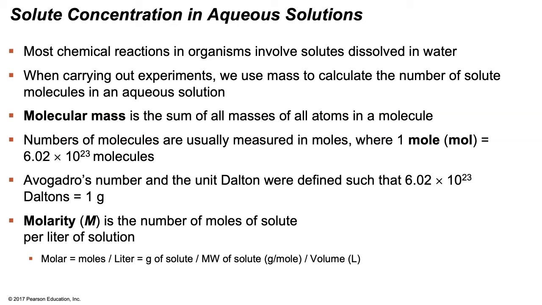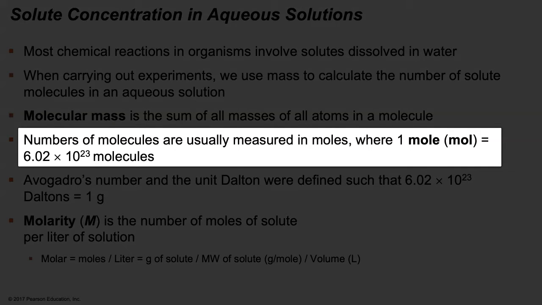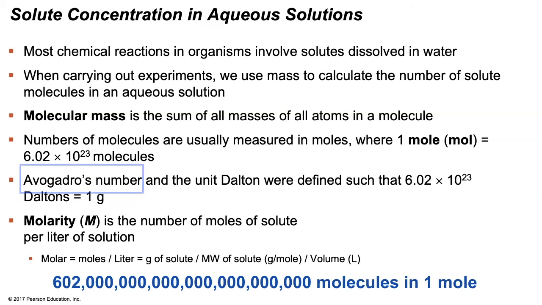We learned about Daltons in the last chapter as the unit to represent mass of an atom because a gram is just too large. Well, there's a little bit more to this. Numbers of molecules are actually usually measured in moles, where 1 mole, which is MOL, equals 6.02 times 10 to the 23rd molecules. This is called Avogadro's number and is a huge number.